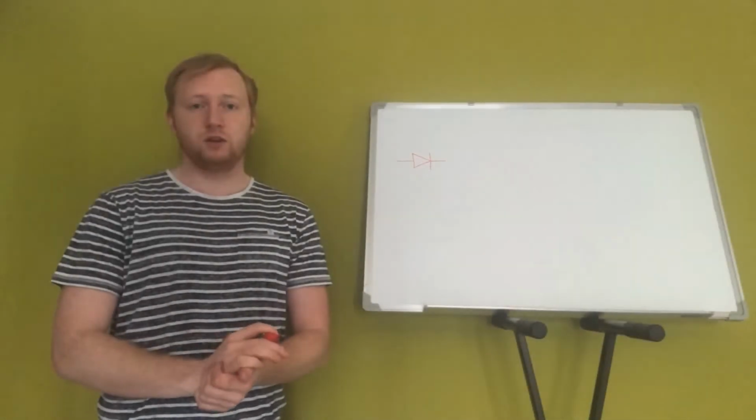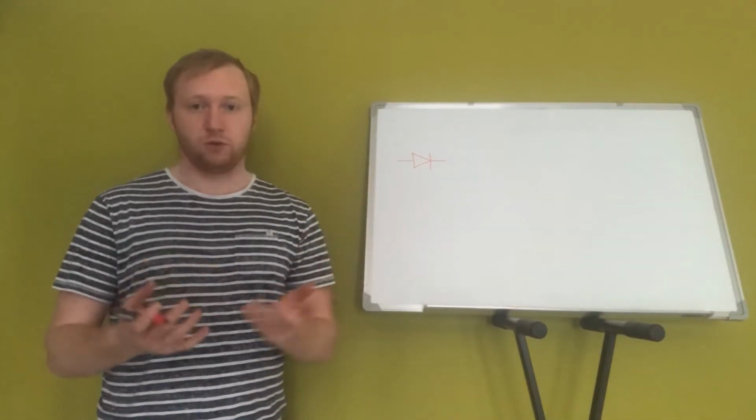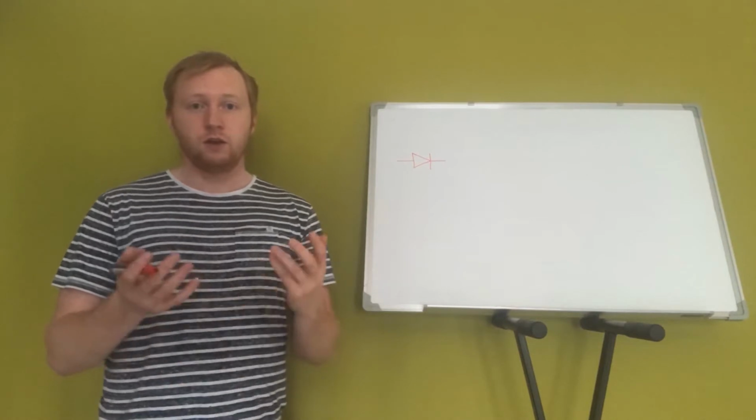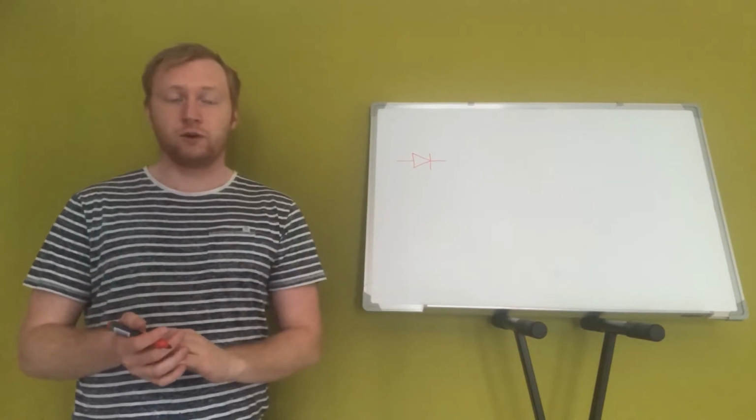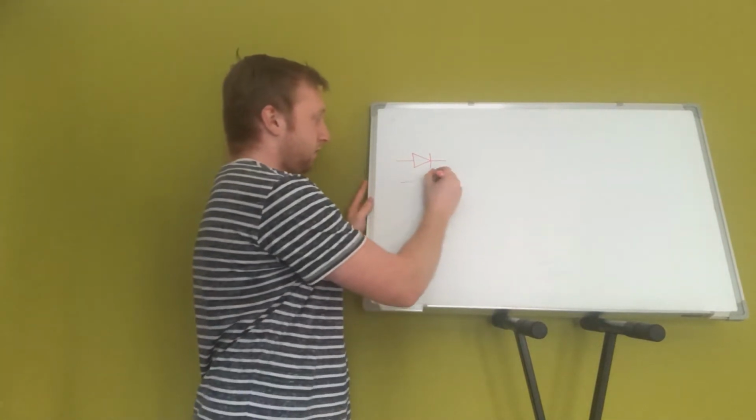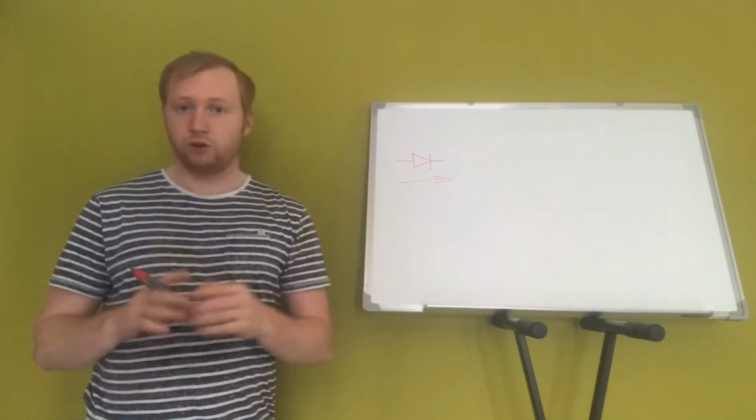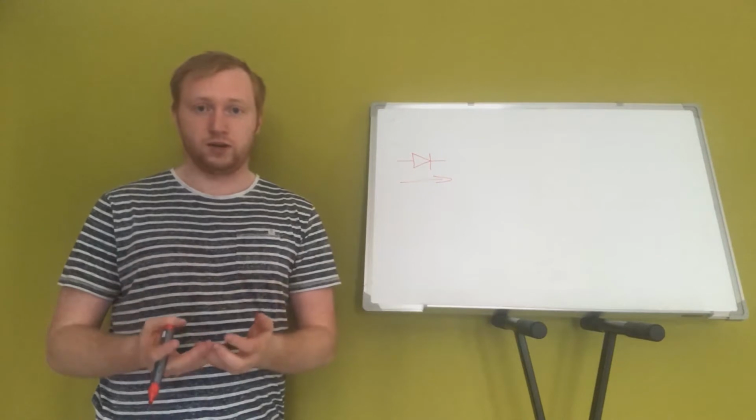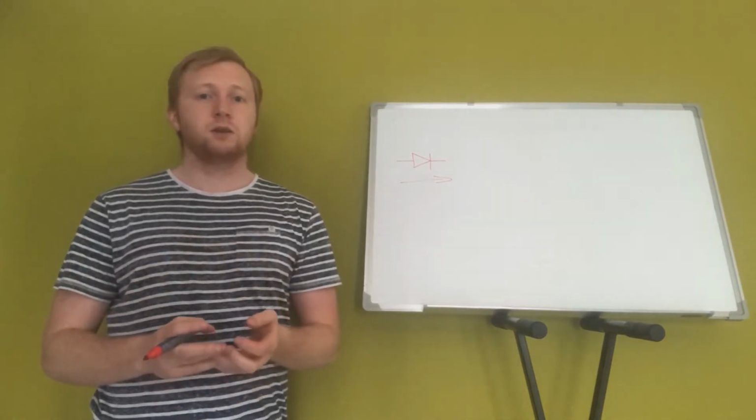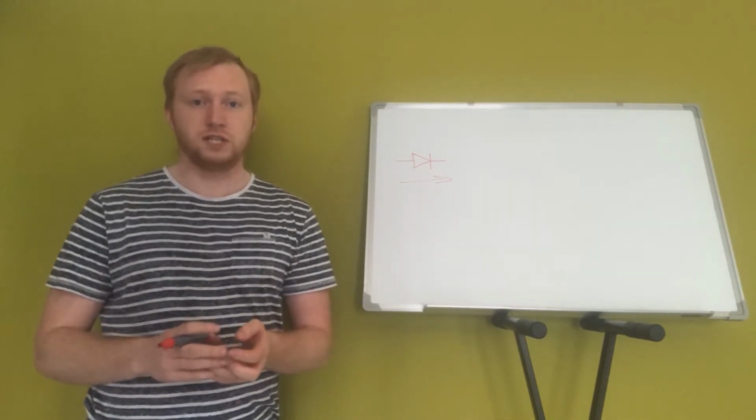In my previous video I explained how diodes work and how their graphs look. We saw there that the current can only flow in one direction, which is this direction. The current was not allowed to flow in the other direction. But the diode has a big brother, and we call that brother the Zener diode.